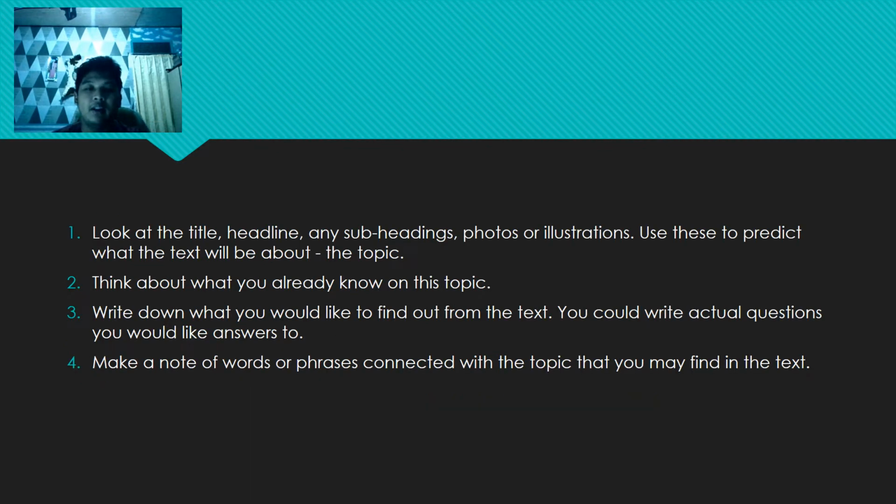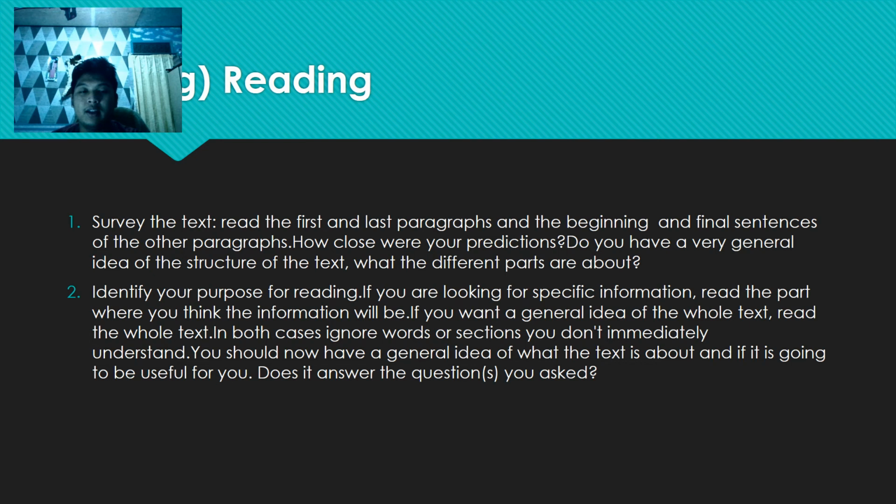Look at the title, headline, and the subheading, photos or illustrations. Use this to predict what the text will be about on the topic. Think about what you already know on this topic. Write down what you would like to find from the text. You could write actual questions you would like answered. Make a note of words or phrases connected with the topic that you may find in the text.